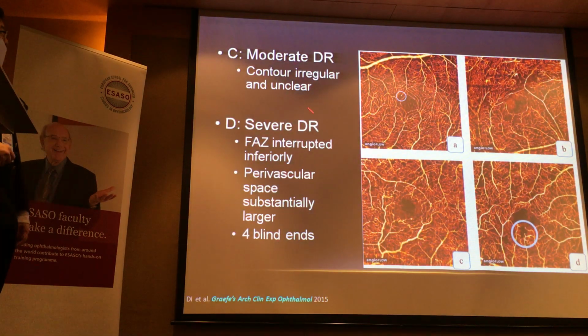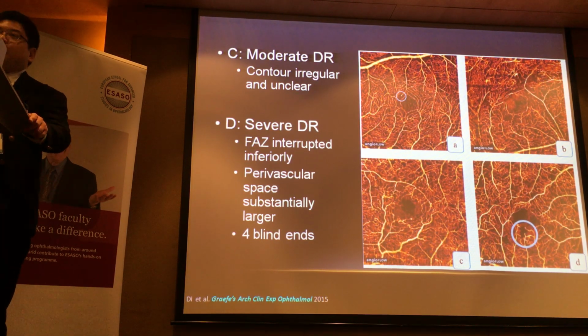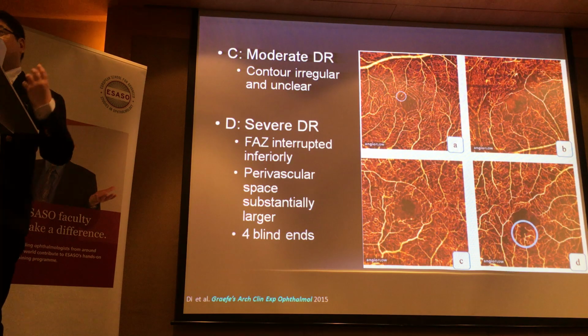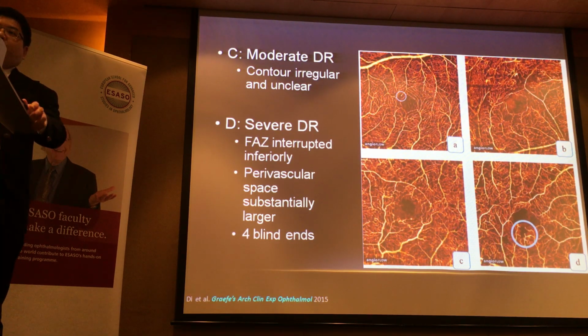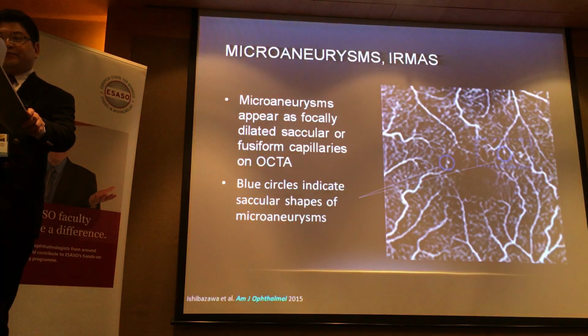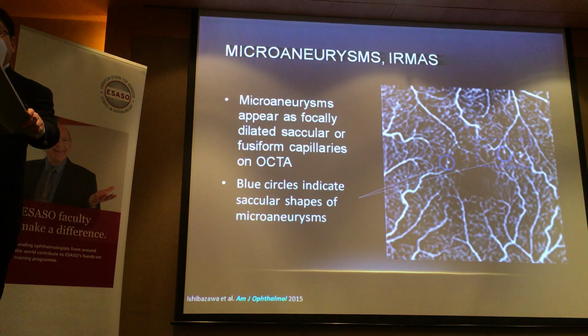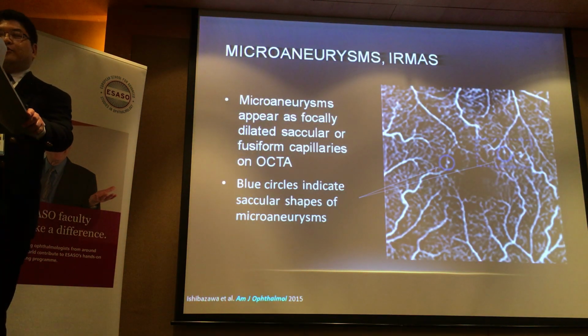So this is just the description based on this study in the article. But essentially, I think qualitatively we can appreciate this. What's challenging now is, of course, to try and correlate this with how we're going to manage this. We can also see microaneurysms and IRMAs. So this is something that is not as well seen sometimes on a fluorescein angiogram.